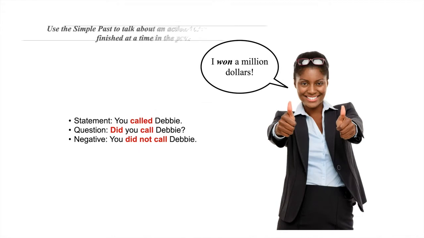I won $1,000,000. This is an example of using the simple past tense. So we use the simple past to talk about an action that started and finished at some time in the past. So there are three styles here. We have the statement form: You called Debbie. You have the question form: Did you call Debbie? And there's a negative one: You did not call Debbie.